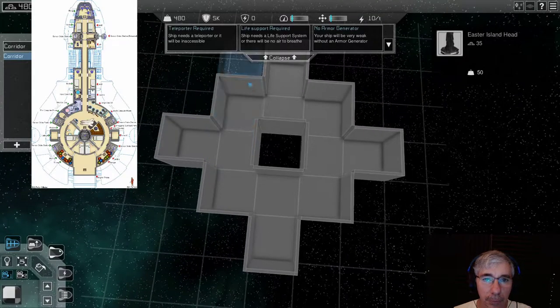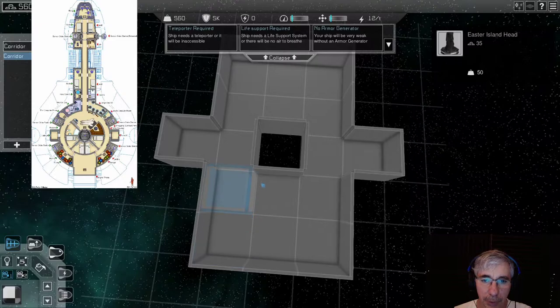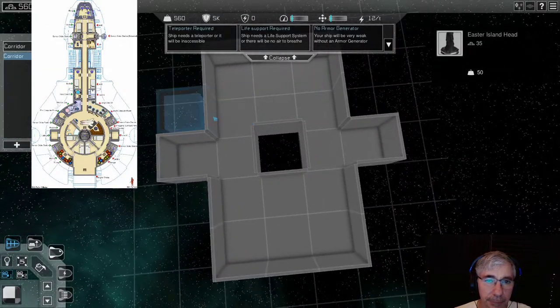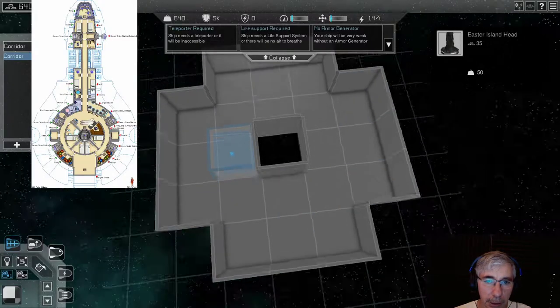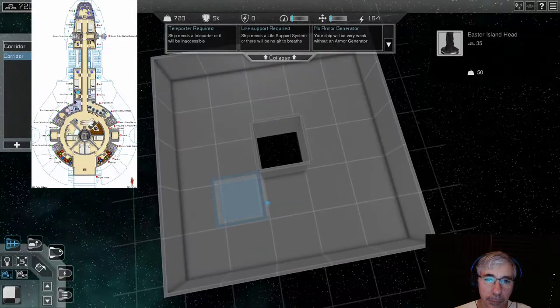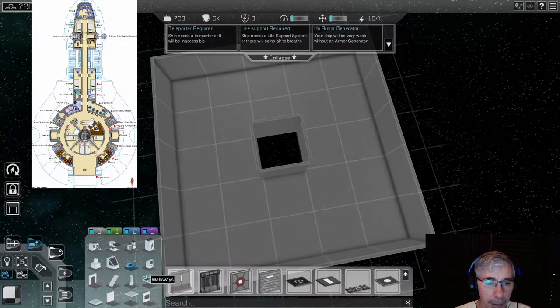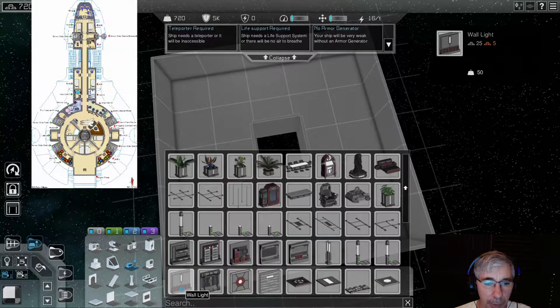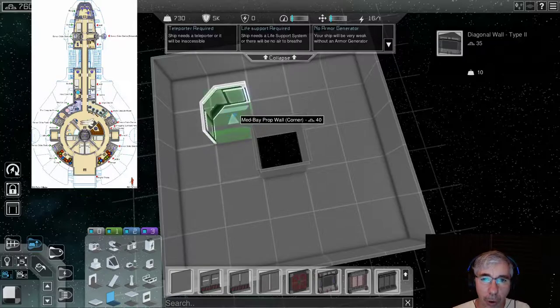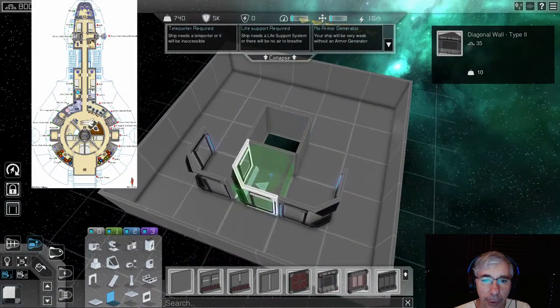So there we are. This would be the center area of the ship. Let's place more here. Okay, so what we are going to do now, we will have this center area where we have the lounge, and I will select this type of wall. Okay, so now here we will have the lounge, right?